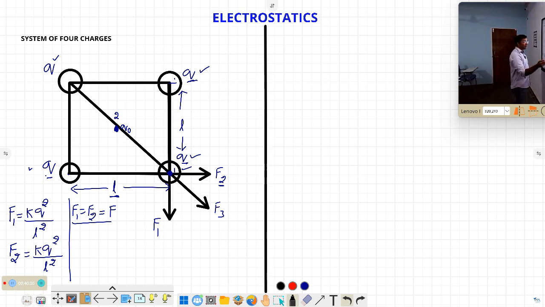Next, what is the other force? F3. So what is the formula for F3? F3 is equal to K into the two charges Q. This is the Q, this is also Q. Q into Q, Q square, because Q1 Q2 by R square is the formula. Q1 is Q, Q2 also Q, Q1 into Q2, Q into Q is Q square, by the distance. What is the distance here? We need the distance from here to here.